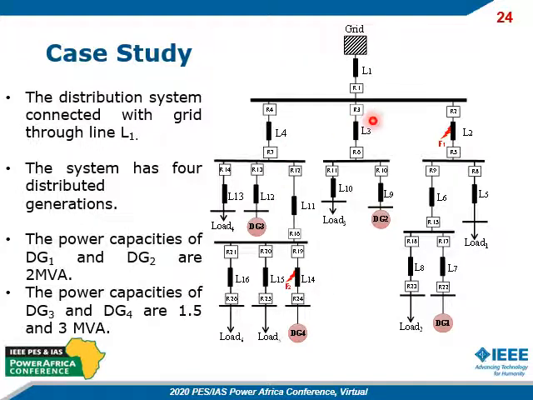In this system, 2 fault points have been chosen. The first fault point is in transmission line 2, and the second fault point is at transmission line L40. Different scenarios and different fault types have been applied at these fault points.